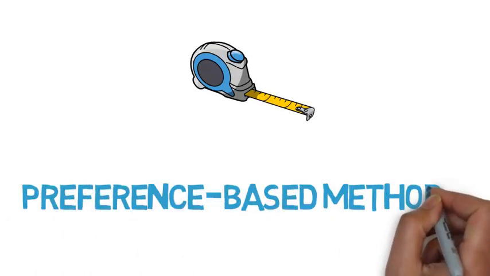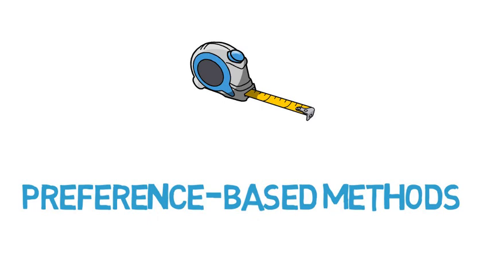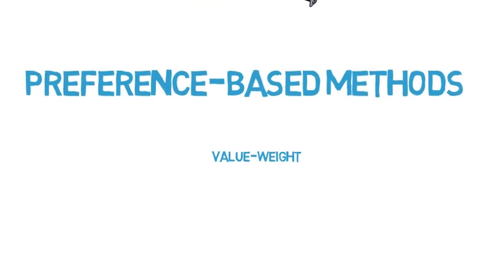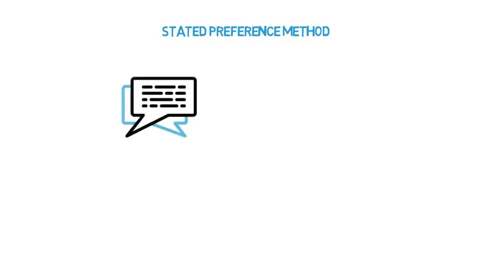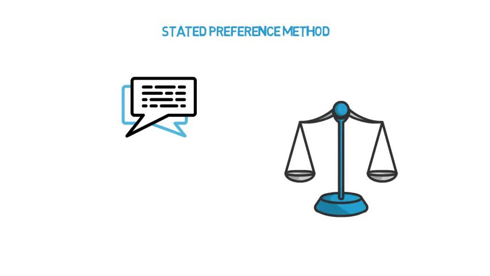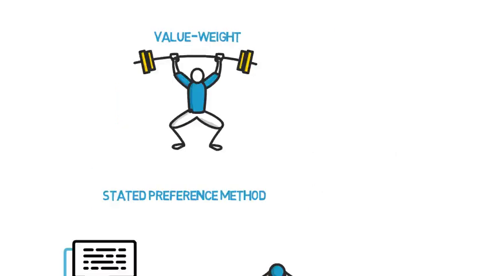Preference-based methods are defined as a way to quantify patient preferences by adding a value weight to the relevant trade-offs. In a stated preference method, such as a discrete choice experiment, individuals are asked to state, rank, or rate their choice over sets of hypothetical alternatives. Let's look at an example of how a preference-based method can elicit preferences.